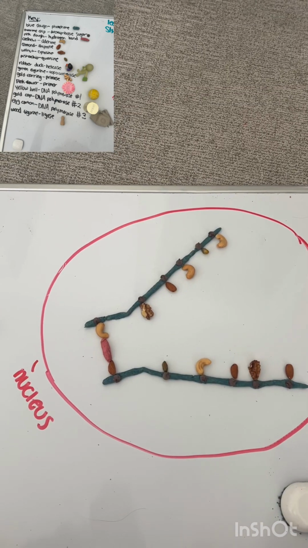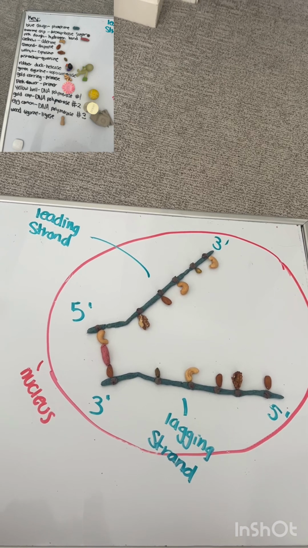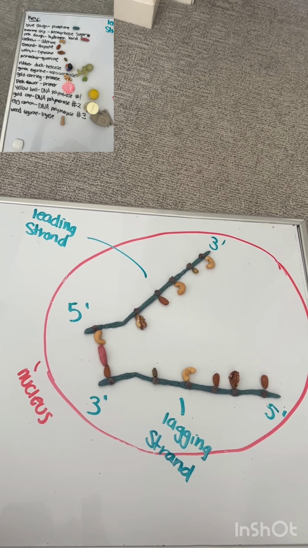Here we see a replication fork shape. The two strands are anti-parallel. Leading strand runs in 3' to 5' direction. Lagging strand runs in 5' to 3'.